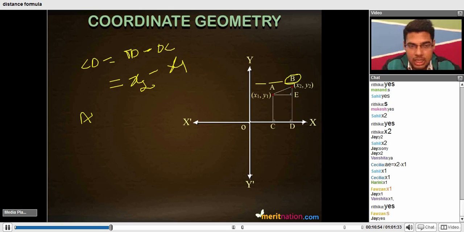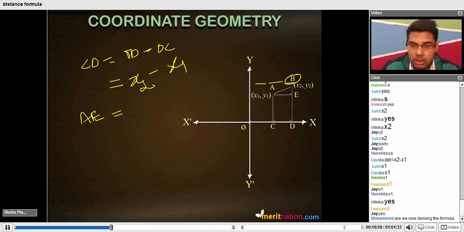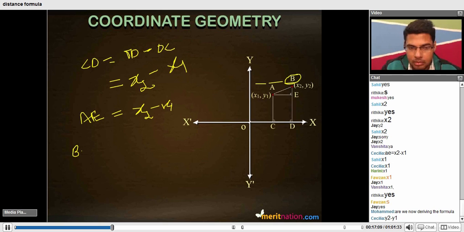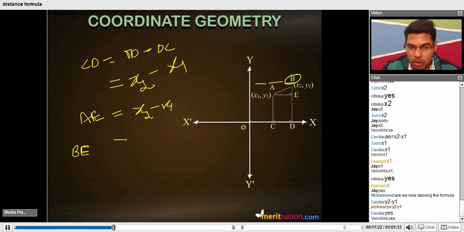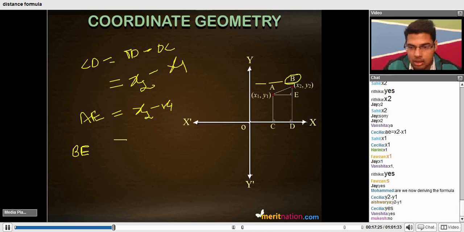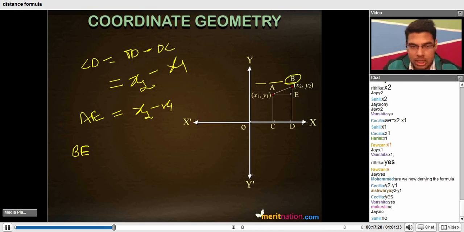So can I say AE is nothing but x2 minus x1. Yes, Mohammed, we are deriving the formula. Now tell me what is BE. BE is y2 minus y1. All of you agree? Anyone having any doubt how come BE equals y2 minus y1? Okay. So can I say here BE is nothing but y2 minus y1.